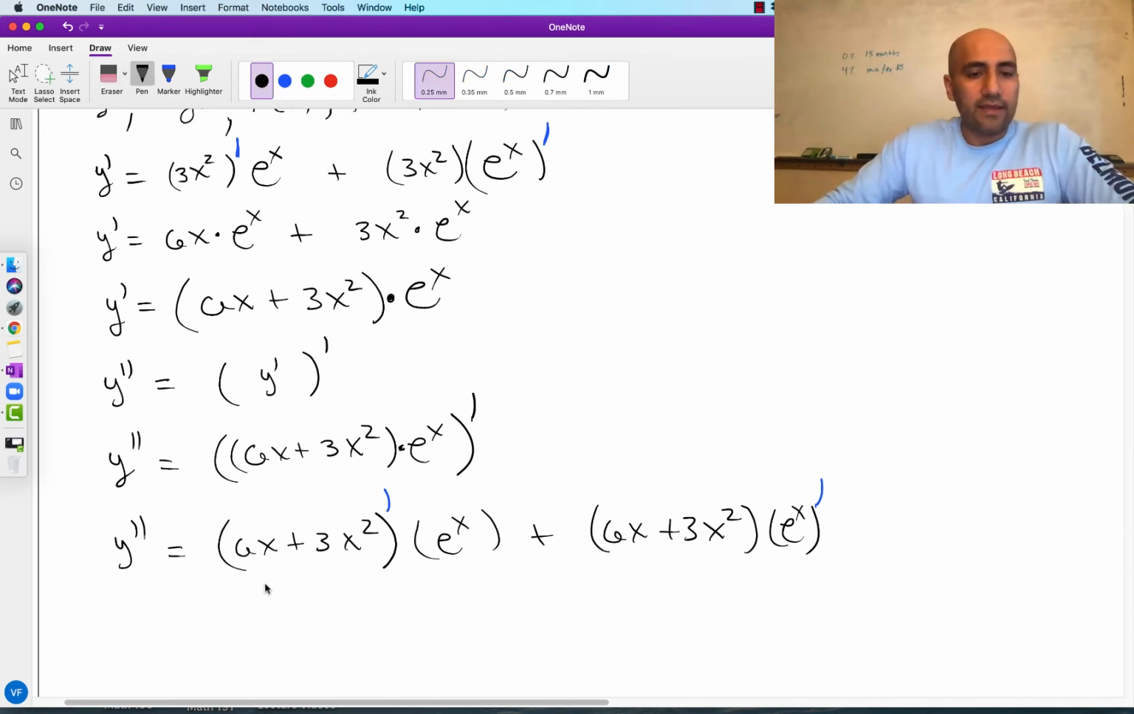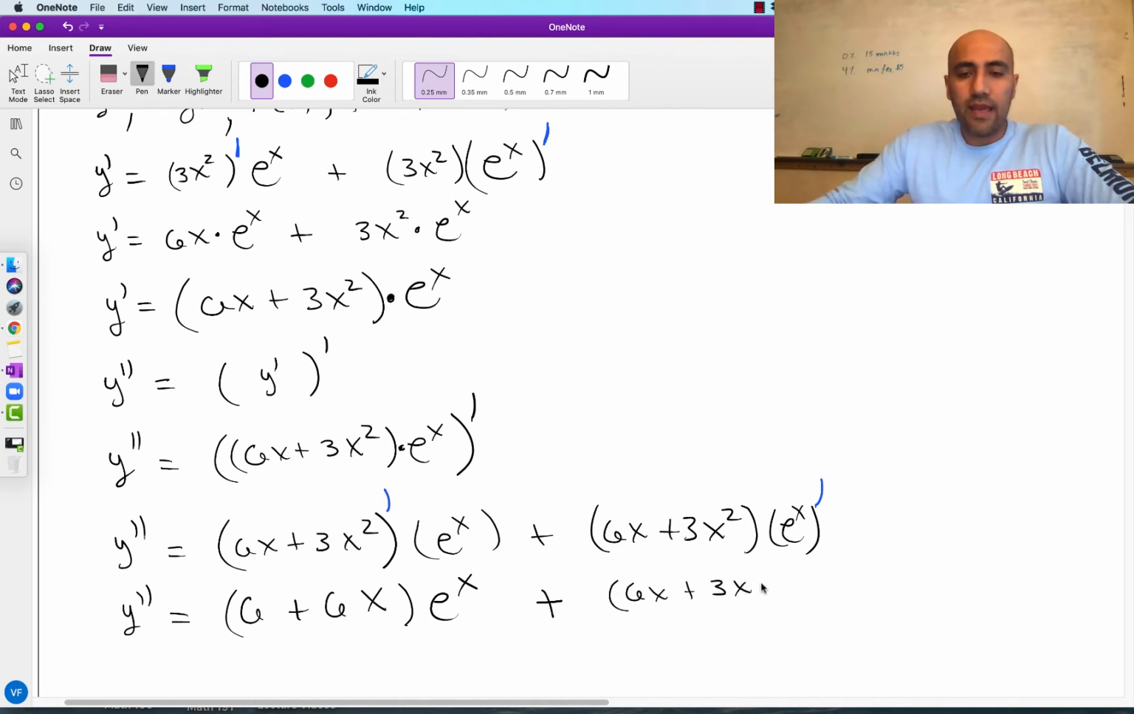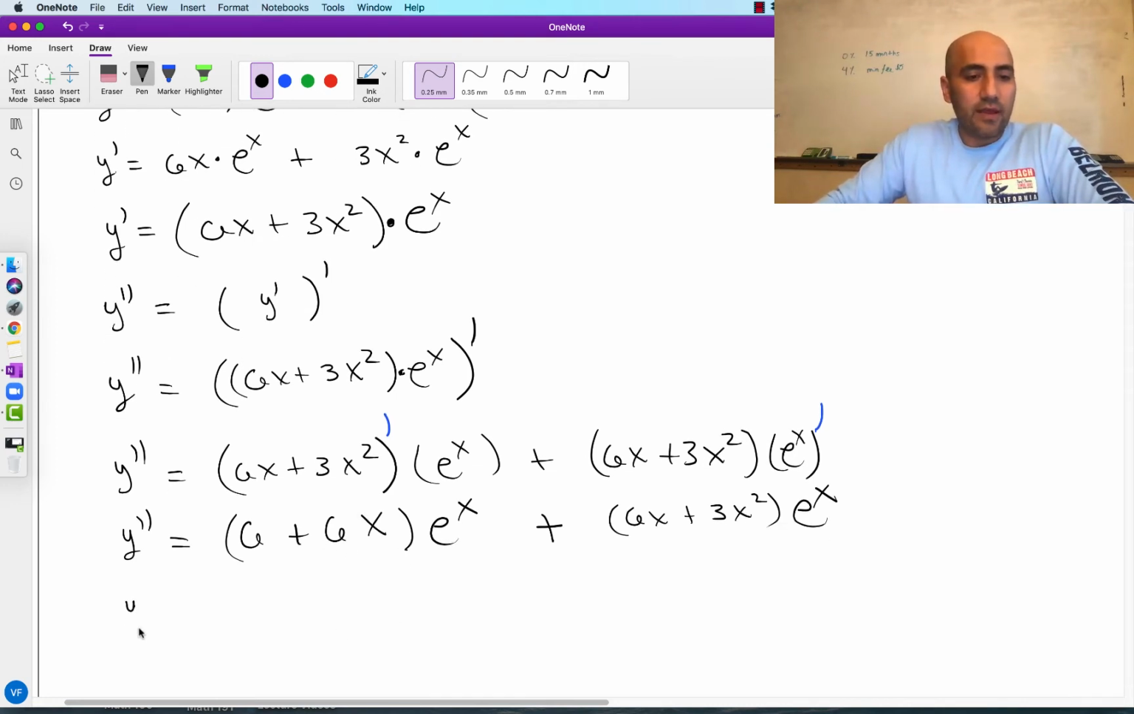Okay, so now that, again, this should be nice, easy derivatives. So this is going to be the second derivative is equal to 6 plus 6x e to the x plus, and now leave this alone, 6x plus 3x to the second times e to the x. The derivative of e to the x is e to the x. Good. Okay, so once again, we can simplify this before we jump into our third derivative because we can easily factor out a 3. Well, we can factor out an e to the x, but we can also factor out a 3. Everything shares a 3. So let's factor out a 3.